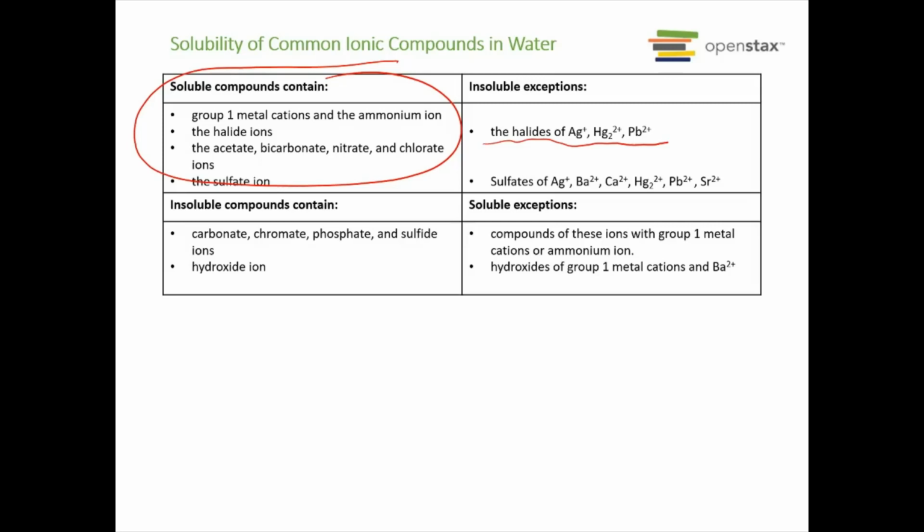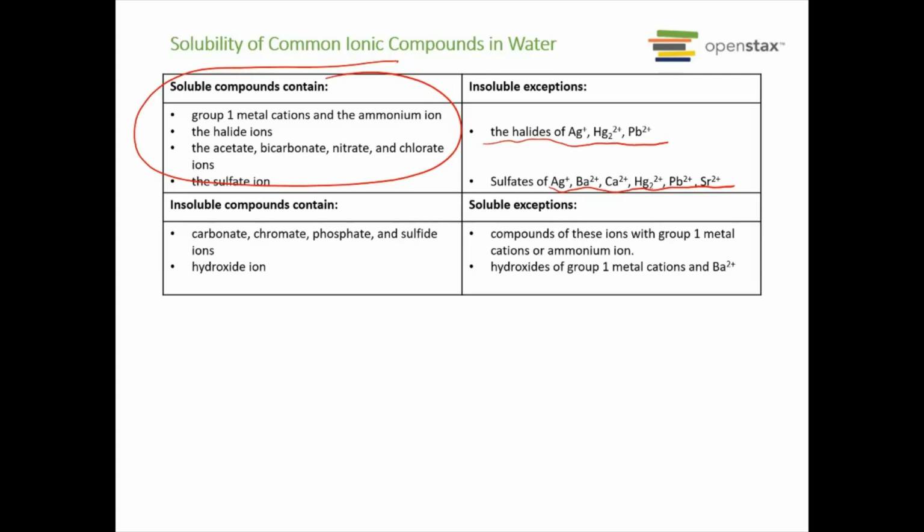Some other exceptions for sulfates. The sulfate ion is generally soluble in water unless it is coupled with silver, barium 2+, calcium 2+, mercury 2+, lead 2+, or strontium 2+. So those are the soluble rules and their exceptions.